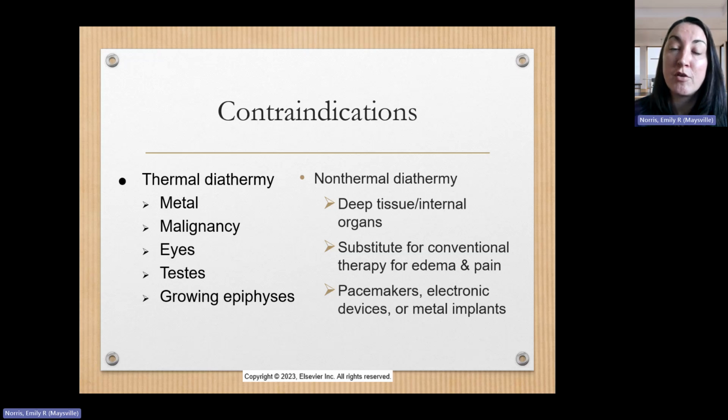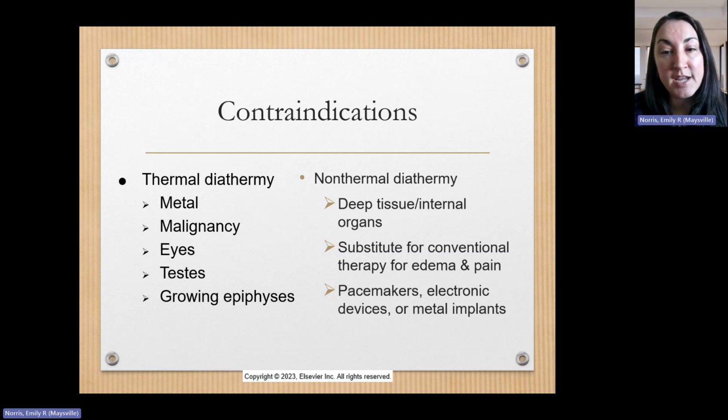That's a bad idea. Over cancers, because it could potentially increase the spread of cancer, over the eyes, the testicles, or any type of open growth plate. Just like we mentioned with ultrasound. So with ultrasound, it's more of a precaution versus with diathermy, it is a true contraindication.